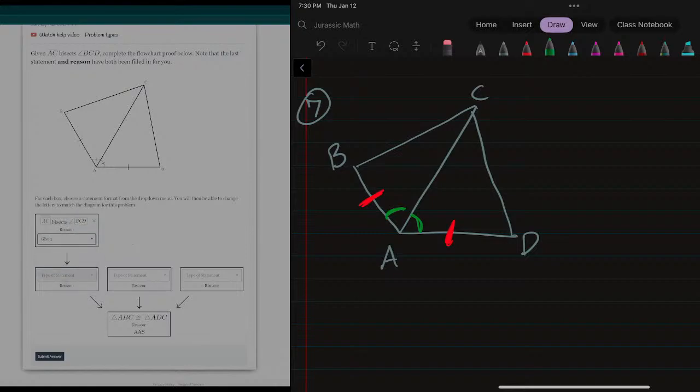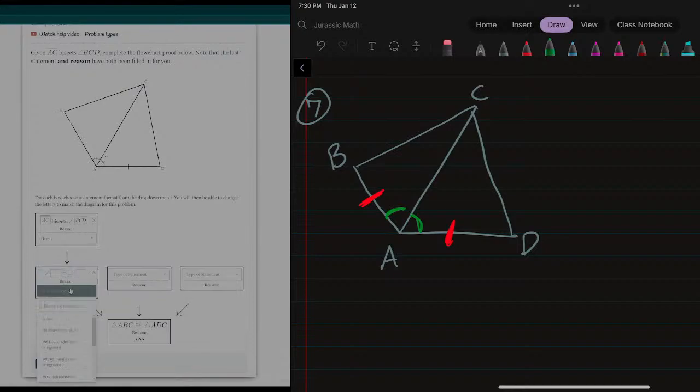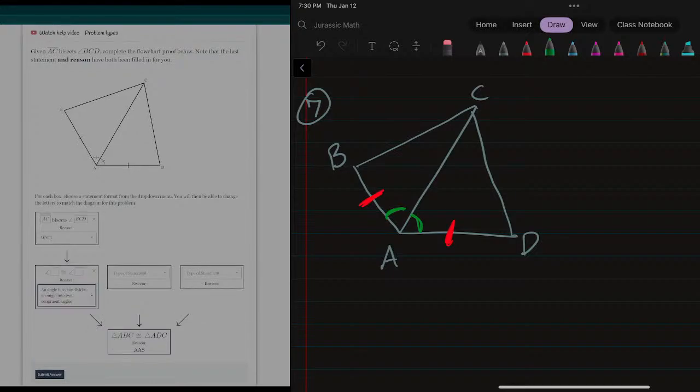Now, our next thing is talking about what it actually means. So, bisect means to cut something in half. Well, this is cutting an angle in half. So that means I'm going to have an angle is congruent to an angle. And the reason is because it's the literal definition of bisector. Angle bisector divides an angle into two congruent angles. So now we just got to say the two angles.